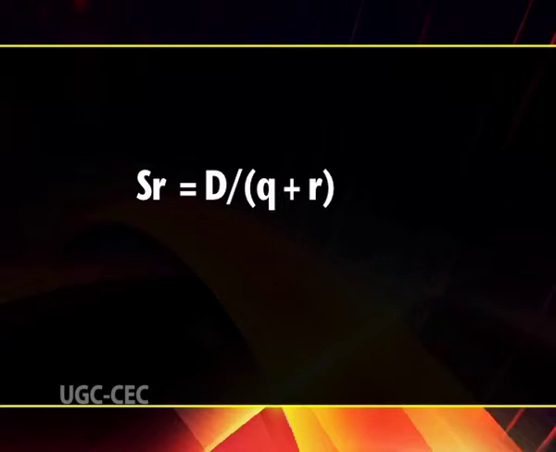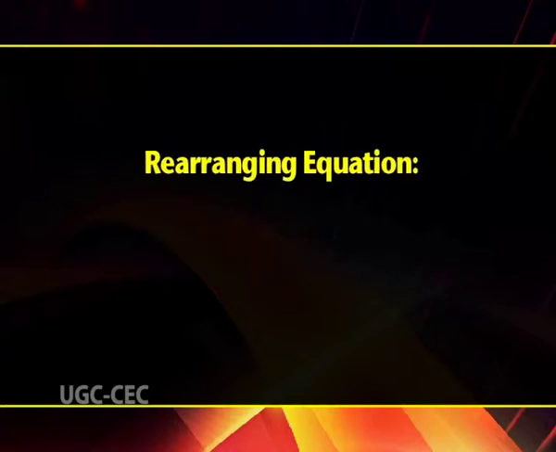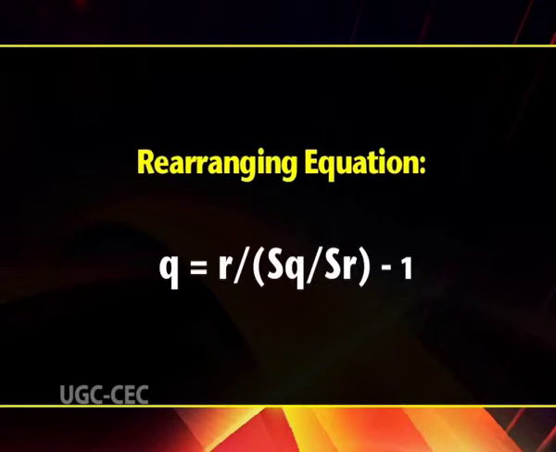Let us add R milligrams of inactive A to A asterisk and thoroughly mix the A and A asterisk. Suppose that we then isolate and purify some of the mixture and measure its specific activity SR. SR is equal to D by Q plus R, which is equal to Q SQ divided by Q plus R. Rearranging this equation, we have Q is equal to R by SQ by SR minus 1.